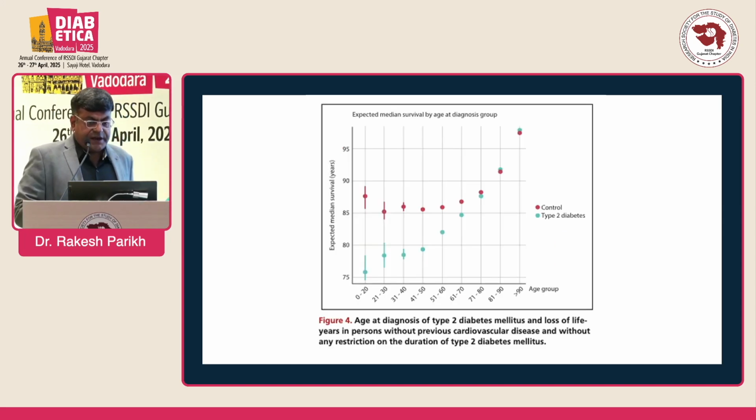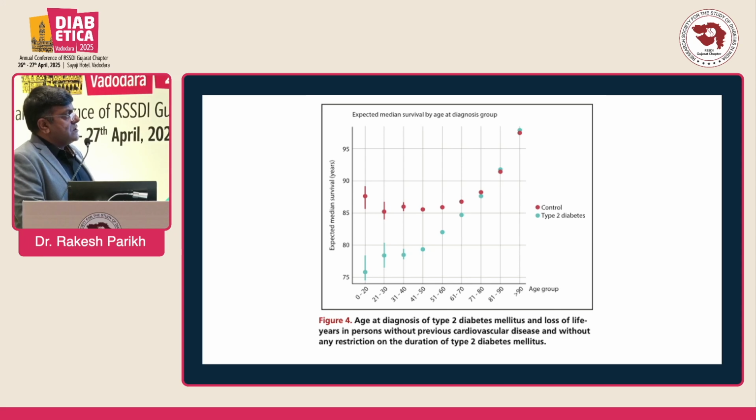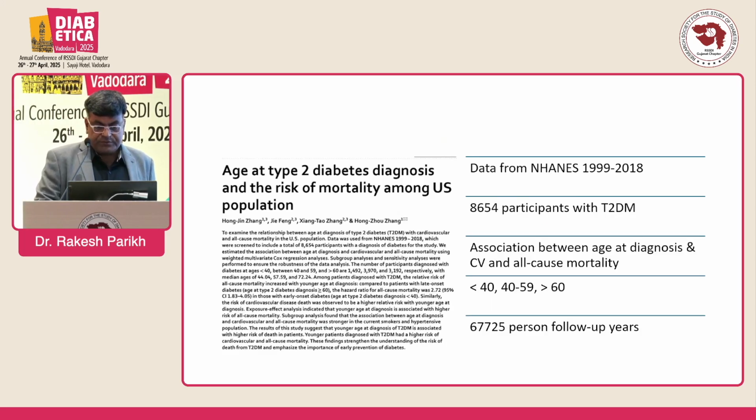This is an interesting slide. So these are the normal people, controls. They are not diabetic, these are diabetics. So someone who develops diabetes at the age of 71 to 80, his expected survival is equal to the person who is not having diabetes. But if they develop it at a younger age, this is the difference in the survival. The survival goes down drastically. So a person developing diabetes at a younger age has got a number of years which are lost. Around 10 years of life are lost, the survival goes down.